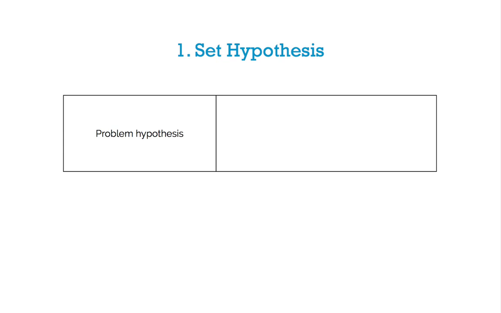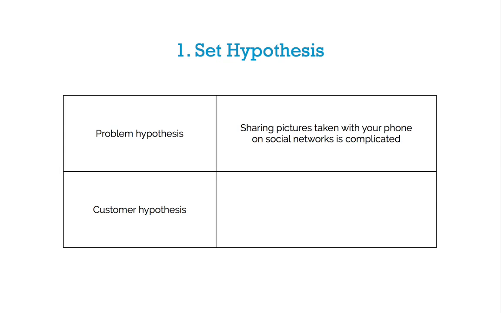Let's pretend we are at the start of Instagram a few years ago. The problem hypothesis for our app will be that it's complicated to share pictures taken with your phone on social networks. But that's not enough. We need to make a hypothesis about who has this problem. College students use their smartphone a lot, and social networks a lot too, so that's a good first hypothesis. So how can we test that?